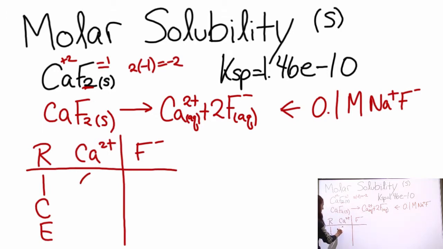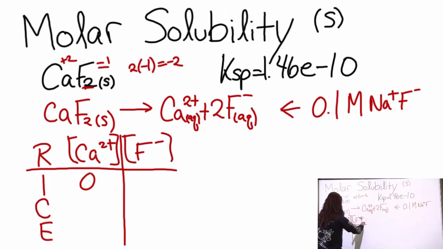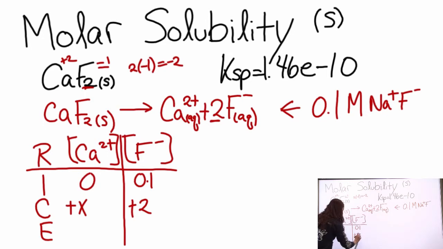So initially we have 0 calcium, and this is molarity or concentration. So initially we have 0 calcium, but since we're in 0.1 molar of sodium fluoride, we're going to start off with 0.1 molar of fluoride. And then the change is going to be +x for calcium, plus 2x because of the coefficient here for fluoride. And then our equilibrium is going to be x, and then 0.1 plus 2x.